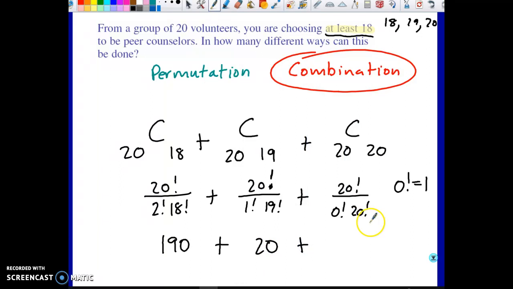Now watch why that happens. If I have 20 factorial on the top and 20 factorial on the bottom, those will divide out to be 1. Now 0 factorial is 1. So 1 divided by 1 is going to be 1. So there are 211 ways for you to choose camp counselors if the order doesn't matter.